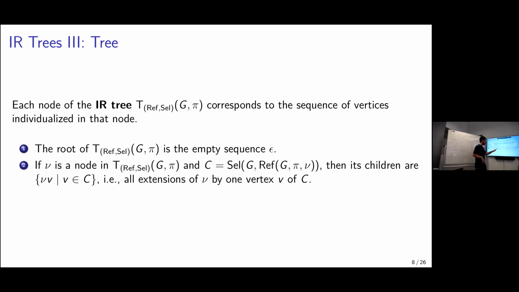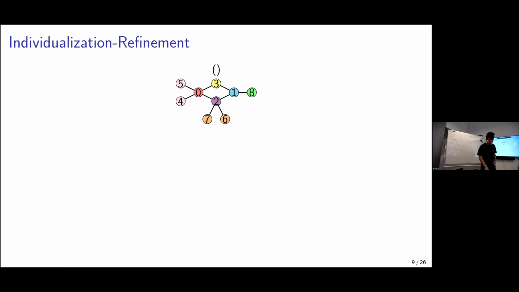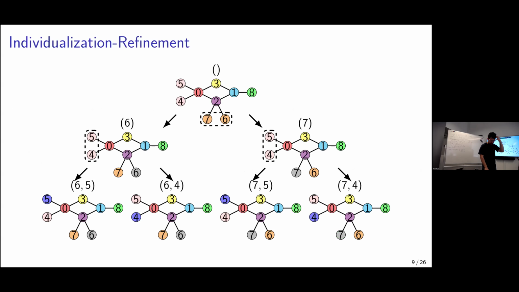In the actual implementation, we of course don't do this. We use the refined coloring of the previous node. So there's just a formality difference here. But you could do this as well. It's just probably stupid. Anyway, so here's the picture again from earlier.